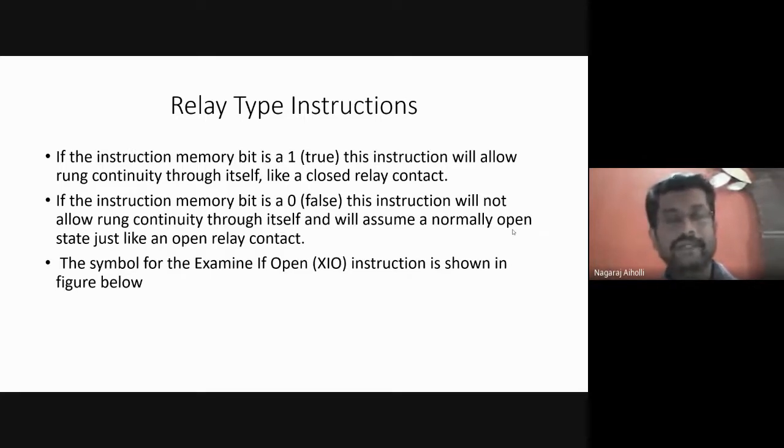There will not be any continuity, and this is as good as an open relay contact. If there is continuity, it is a closed contact. If there is no continuity, it is an open relay contact.